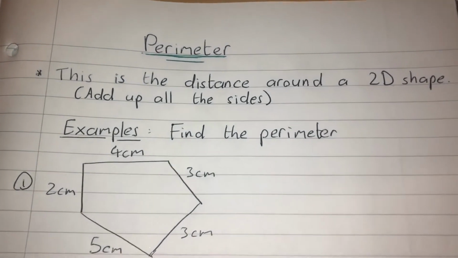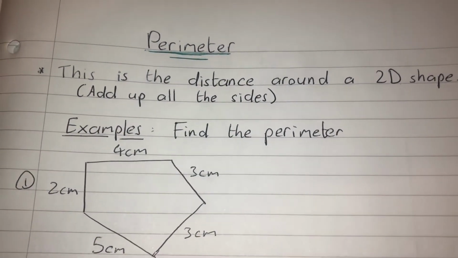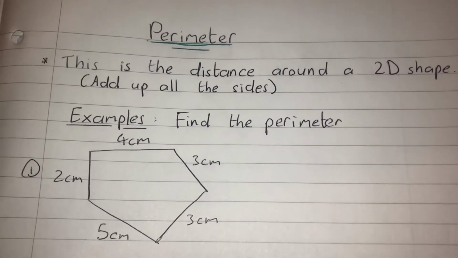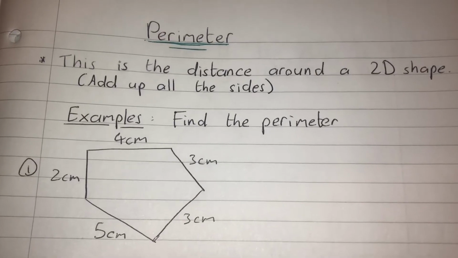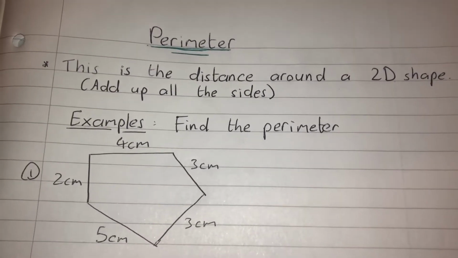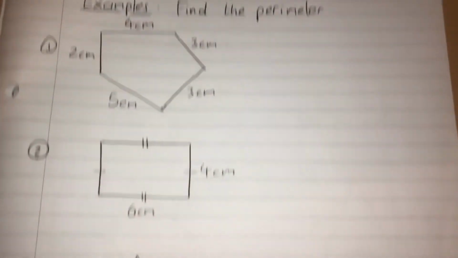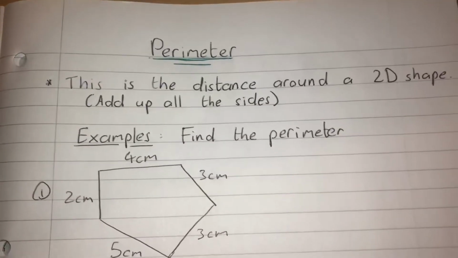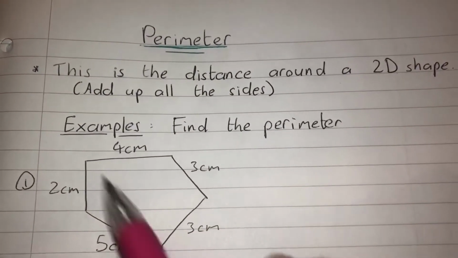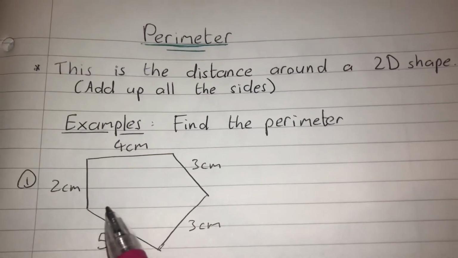Now, on top of that, we will look at a separate video for circles where we talk about the circumference, and the circumference is the word that we use to describe the perimeter, the outside of a circle. But for now, we're going to look at just shapes with flat sides and cover a couple of examples. Okay, so as we said, it's the distance around a two-dimensional shape, so it is just adding up the sides.